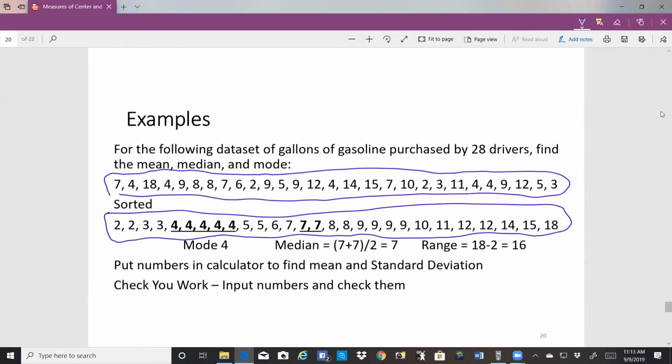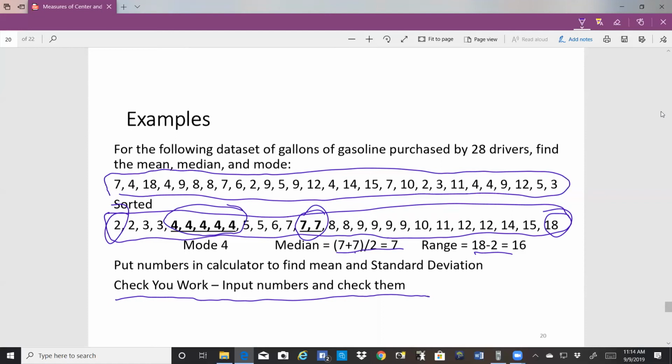And if you did it by hand, you can immediately see that the median is going to be 7 because the two center points are 7 and 7. So the median is 7 plus 7 divided by 2. The mode is 4 because you see 5 fours, and there's no other number that is represented more than 5 times. And the range is 18 minus 2, which is a maximum minus a minimum. I like to tell you to check your work, input the numbers, and then check them.